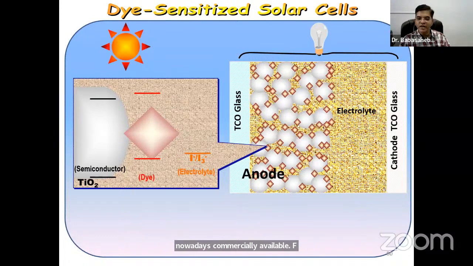You can take the TCO glass, and here you can see that these white balls are there. These are the titanium dioxide nanoparticles. So the basic requirement for the dye-sensitized solar cell is a wide band gap material. It should have high surface area. It should have interconnection of the nanoparticles. That is the most important parameter.